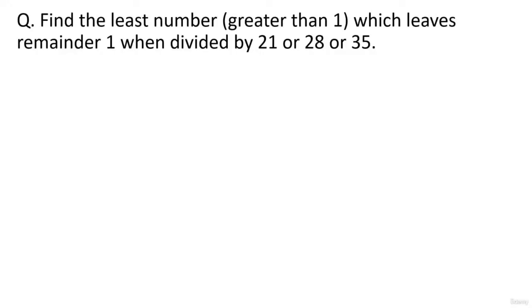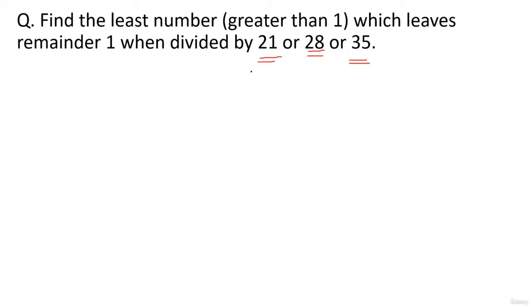Find the least number greater than 1 which leaves remainder 1 when divided by 21 or 28 or 35. Now, let's understand this first. Forget the remainder 1 part. Let's first find out the least number which is divisible by 21, 28 or 35.